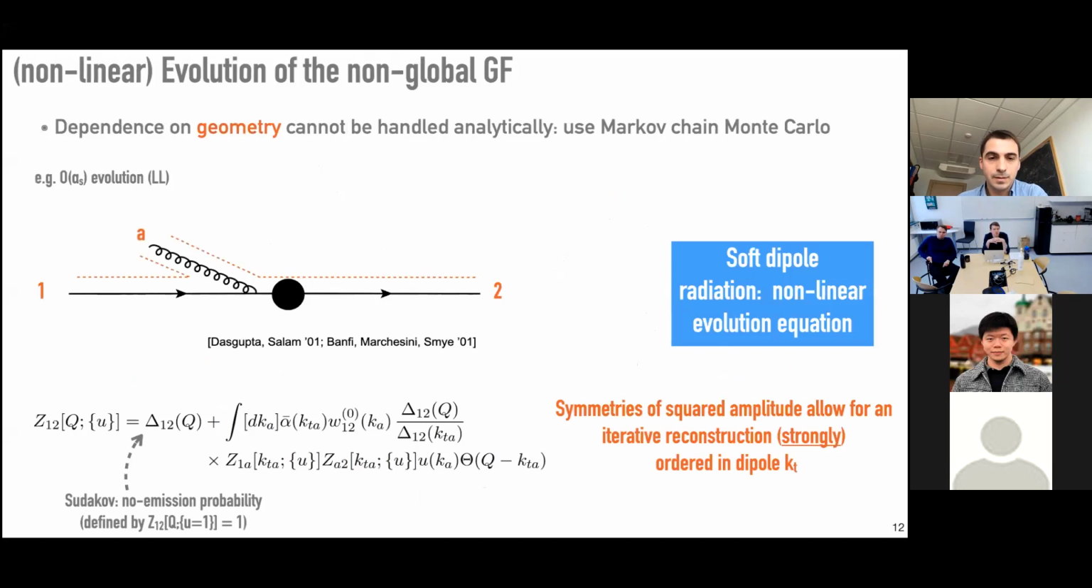Apologies for the interruption. Do you mean that for a given observable, you have to calculate these generating functionals exclusively, depending on how many final states you have?